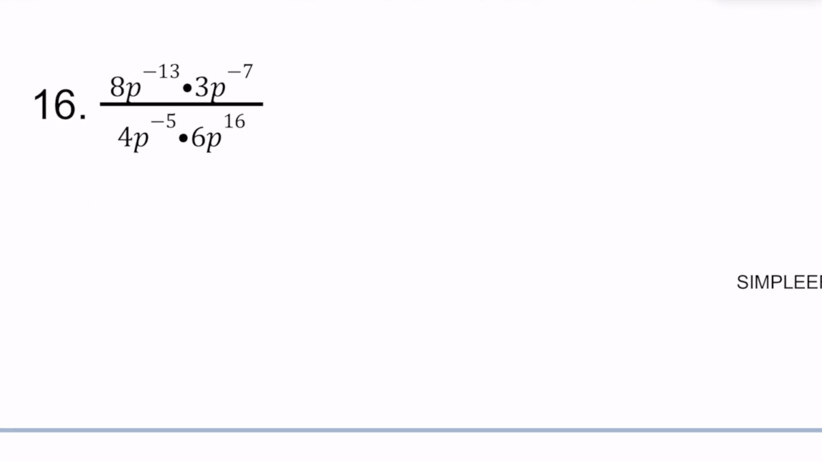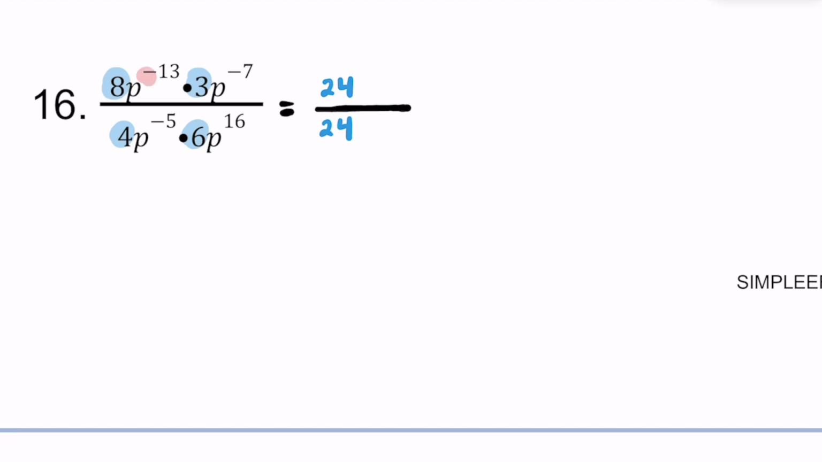Finally, one last example here for number 16. Let's go ahead and give this a try. We have 4 of these coefficients. Let's go ahead and work with those first. On top, we have 8 times 3. 8 times 3, that's going to be 24. And on the bottom, 6 times 4, that's also 24. So that's actually kind of nice, right? Those are going to cancel out for us.